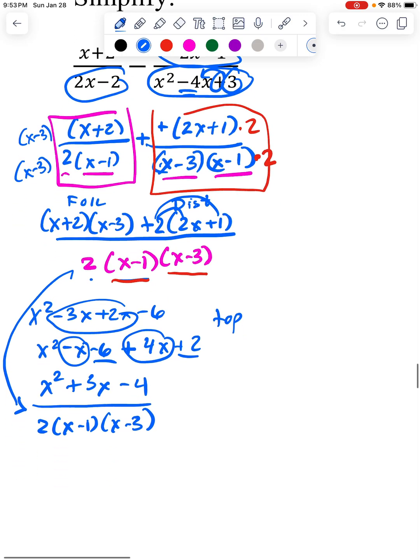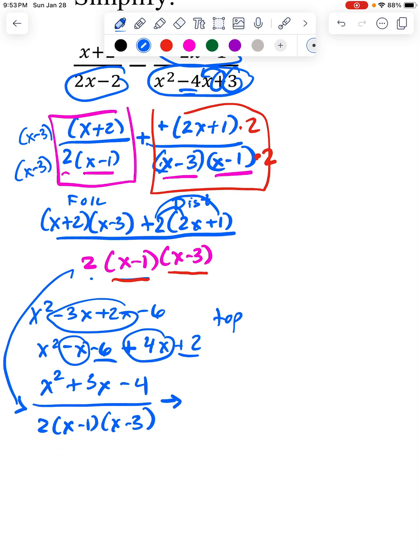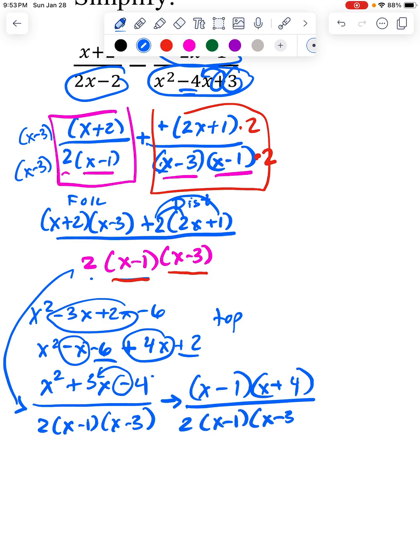And then I'm going to check to see if this top factors again. So I'm looking for 4 in a way that subtracts to be 3. So that would be 4 times 1. And in order to get a positive 3, I'll need a positive 4 minus 1. So I'm going, this one has every single step in my list.